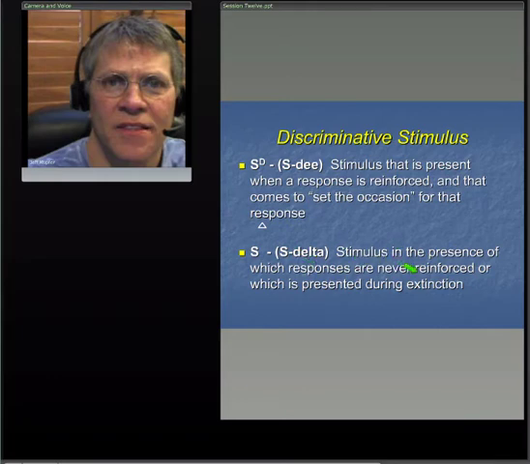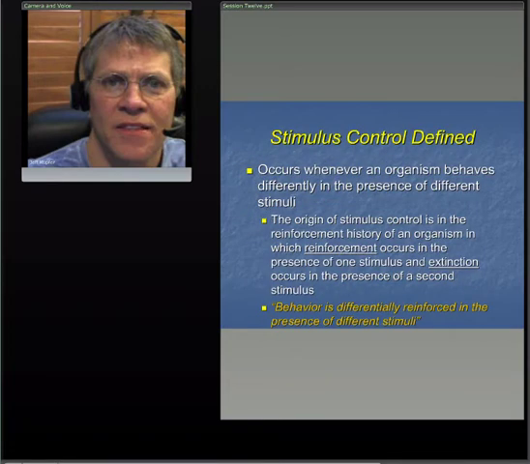So an S delta is a stimulus in the presence of which responses are never reinforced, or which is presented during extinction. S delta, you're going to come to find out shortly, is just as important as the SD when it comes to learning what's the good time to do something and when's not a good time to do something. Okay, you have to have a little bit of SD and a little bit of S delta.